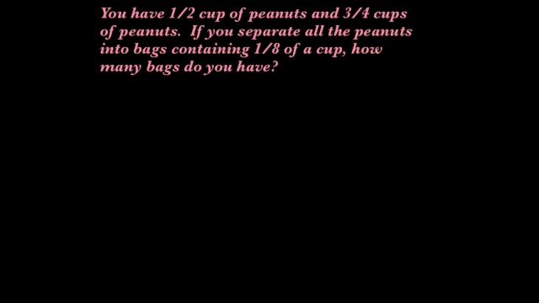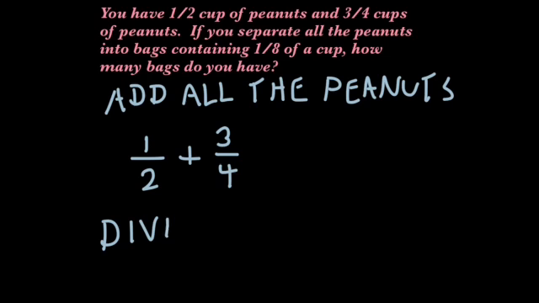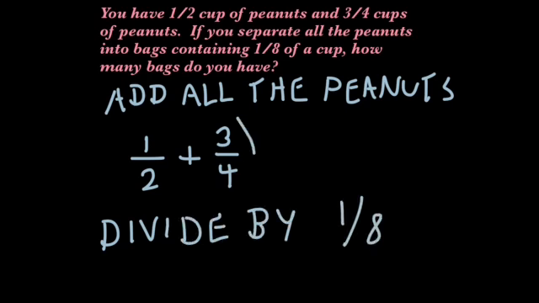Well, first, what we're going to do is add all the peanuts. So that's going to go back to what we did when we added fractions. 1/2 plus 3/4. Then we're going to divide by 1/8. So let me put some parentheses on there. Remember, parentheses are what you have to do first. And then we're going to divide by 1/8. So we got step 1, add all the peanuts. Step 2, divide by 1/8.